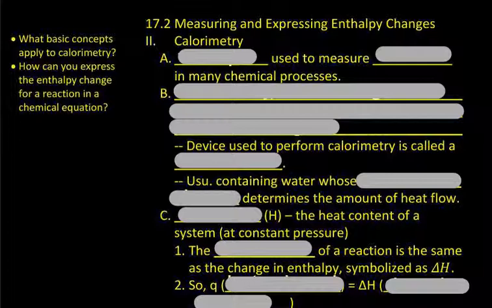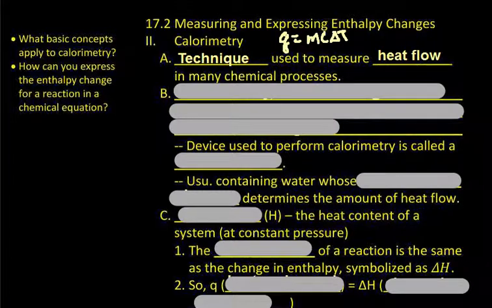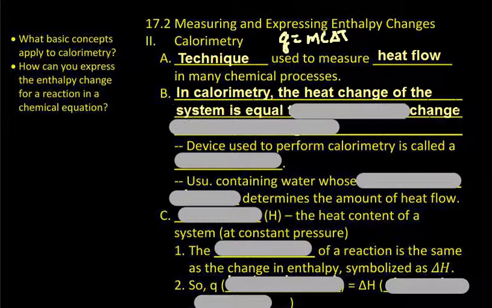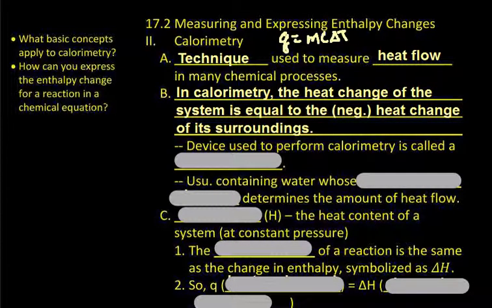And so we left off with discovering what specific heat was, and the Q equals mc delta T equation that allows us to measure how much heat is flowing into or out of a system. So calorimetry is the actual technique that is used to measure the heat flow in a lot of chemical processes. In calorimetry, the heat change of the system is equal to the negative heat change of its surroundings.